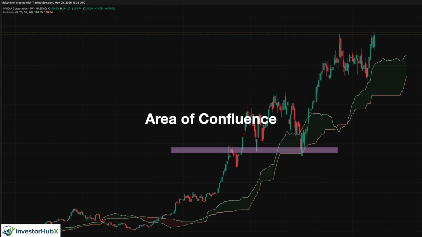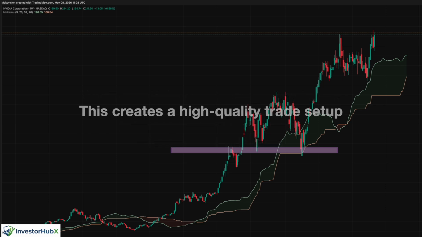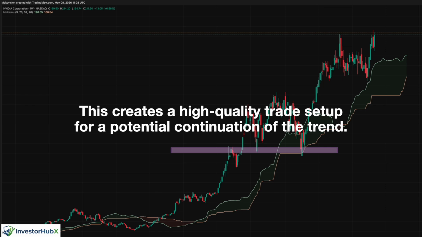This is what we call an area of confluence. When multiple factors align like this, it increases the probability of a successful trade. We are not relying on one signal. We are stacking probabilities. This creates a high-quality trade setup for a potential continuation of the trend.